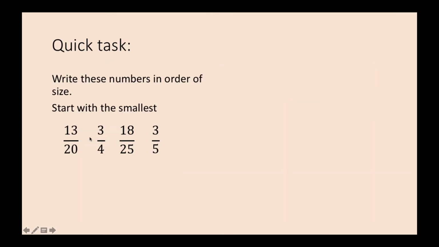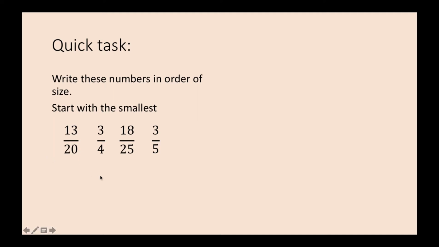Right, so here's a quick task. Write these numbers in order of size and start with the smallest. So you've got to think about what number all of these 4 denominators go into. Okay, so if you'd like to pause the video and have a quick go, and then I'll go through the answers. Okay, if you've paused the video, I'm going to go through the answers.